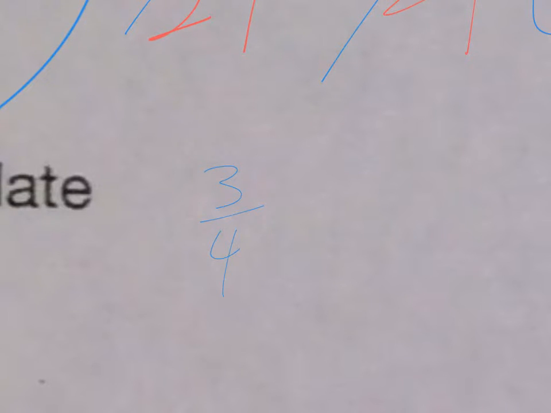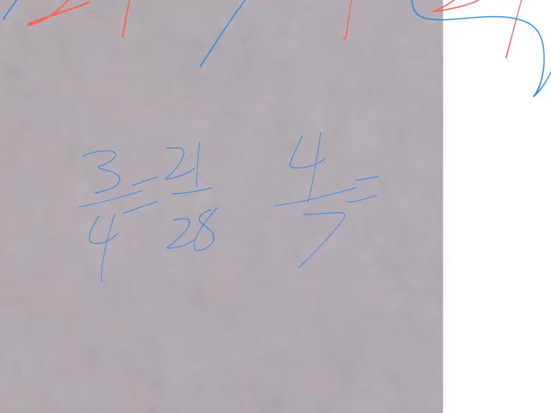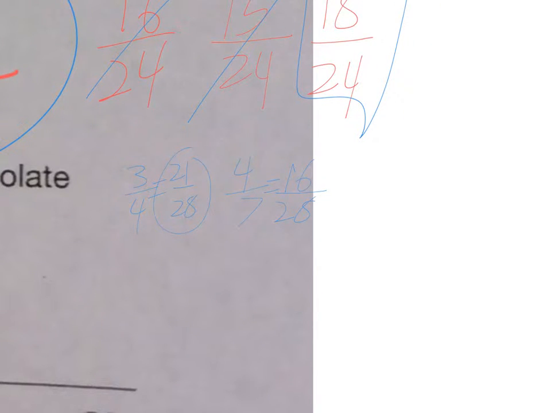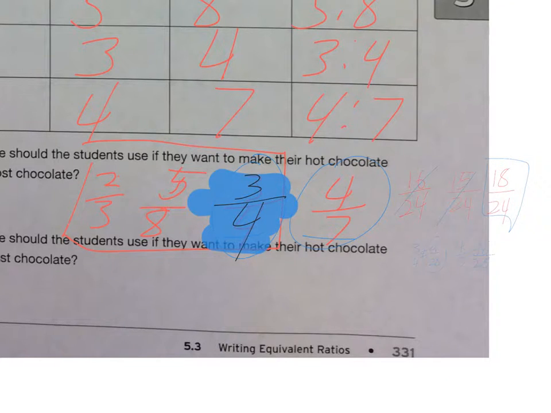So 3/4 and 4/7. 3/4 would be 4 times 7 is 28, 3 times 7 is 21. And for 4/7, 7 times 4 is 28, and 4 times 4 is 16. So 21/28 is greater than that, meaning that 3/4 ends up being the greatest one, the most chocolate. I highlighted that to show it.